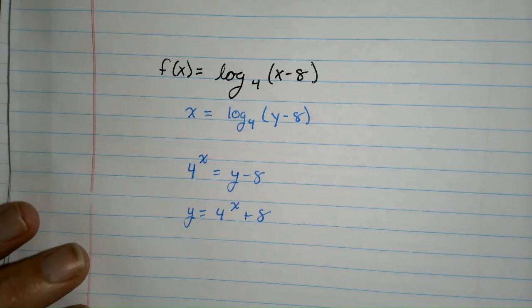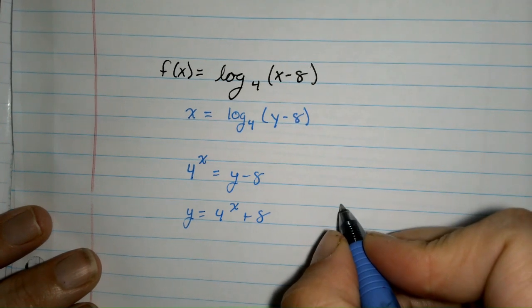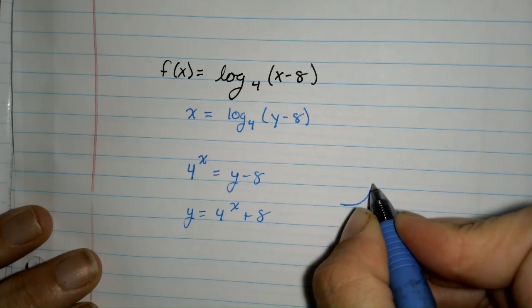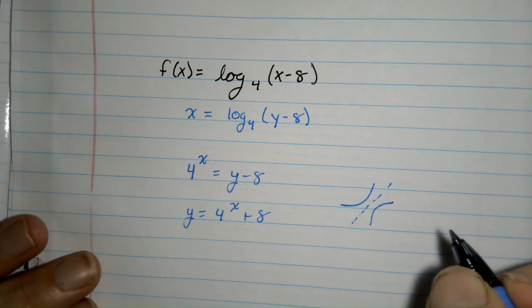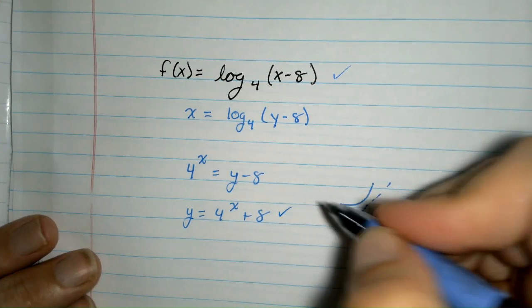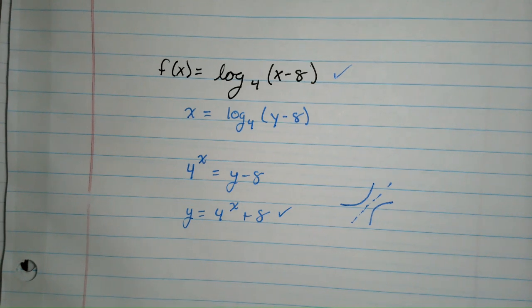You can always check these by making sure that the two graphs fold on the line y equals x. Graph this one and graph this one if you have a graphing utility. Make sure they fold perfectly. Make sure the ordered pairs work out.